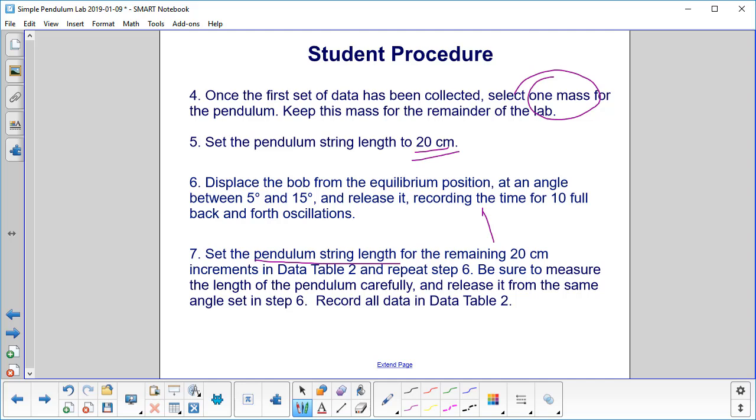Then we will continually change the pendulum string length for the remaining 20 centimeter increments in data table 2. Repeat step 6. Be sure to measure the length of the pendulum carefully and release it from the same angle set in step 6. So whichever one you pick here, keep that same angle. Record all data in data table 2.